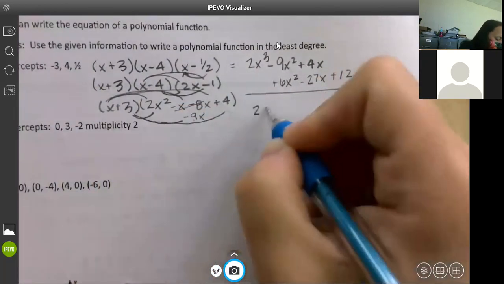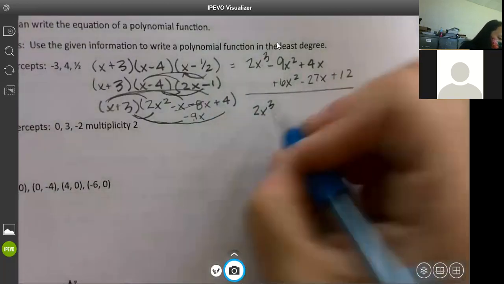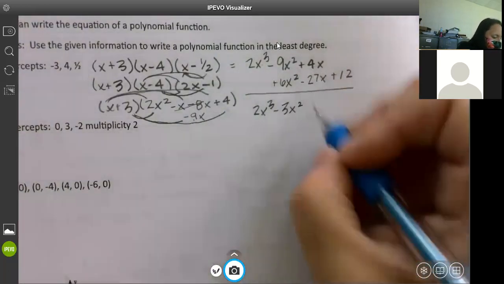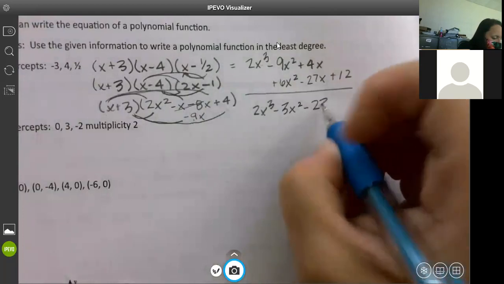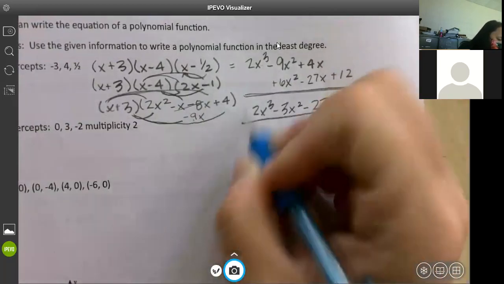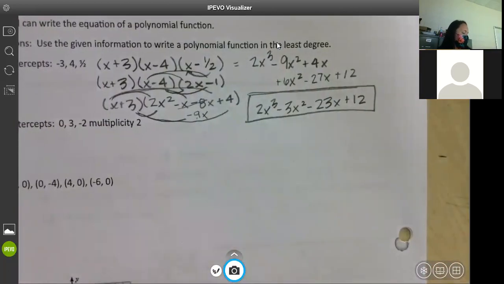So I'm going to drop my 2x cubed. Negative 9 plus 6, negative 3x squared. 4 minus 27, negative 23. And then drop your 12. That is your function. That's it. So don't make it more complicated than what it is, okay?